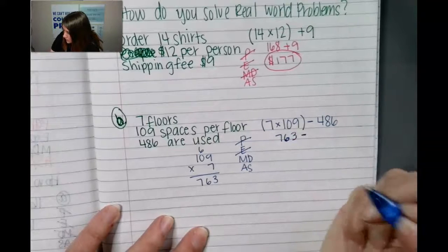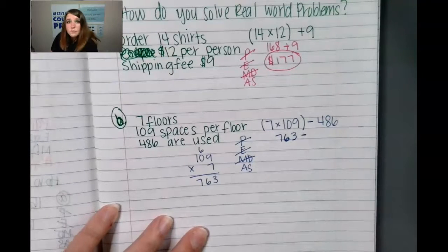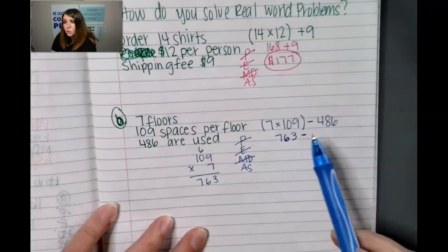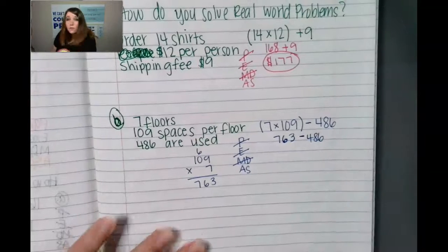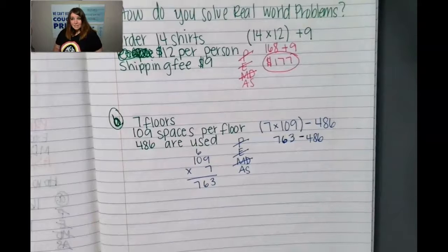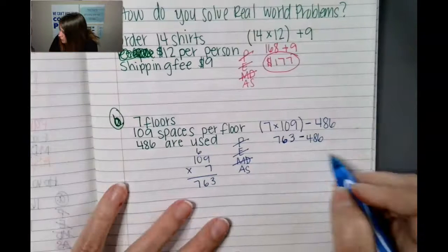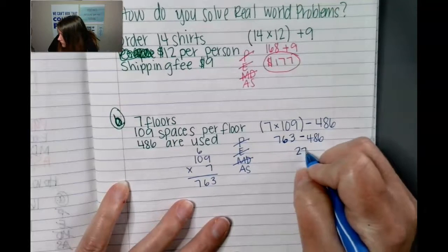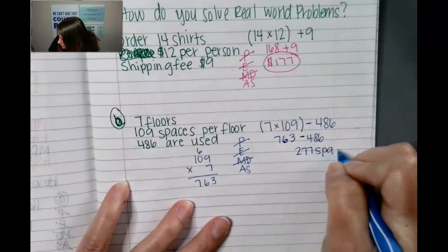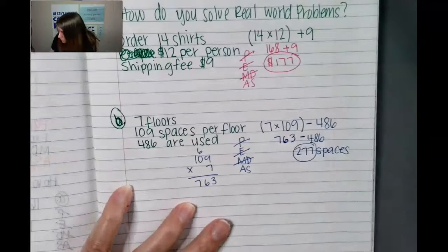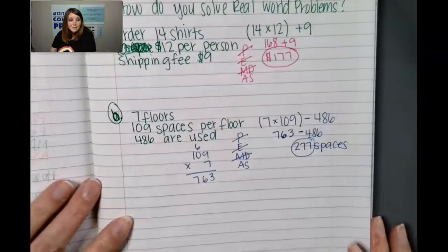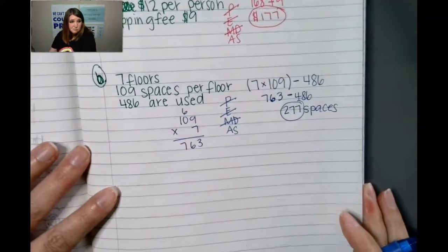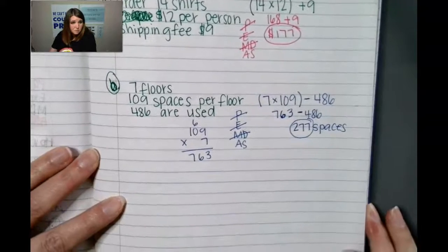I'm done with parentheses. I'm done with multiplication and division from left to right. So now I am going to subtract 486. So 763 minus 486 gives us 277 spaces left over. So that's how many spaces we had left over. Okay, so I'm going to give you a try now. Try it for yourself.